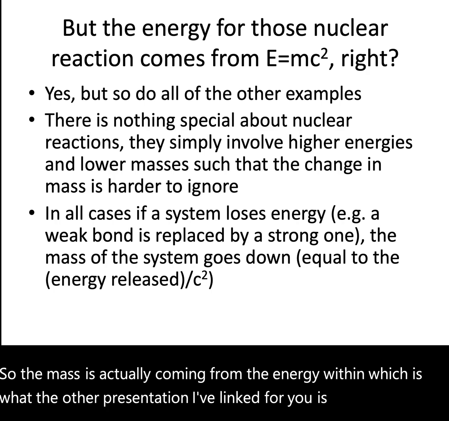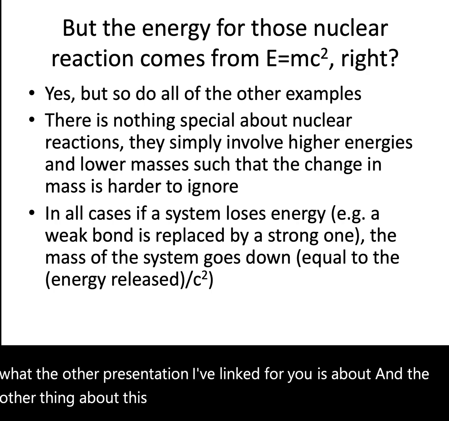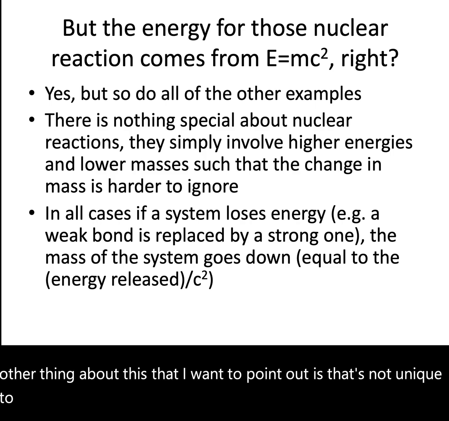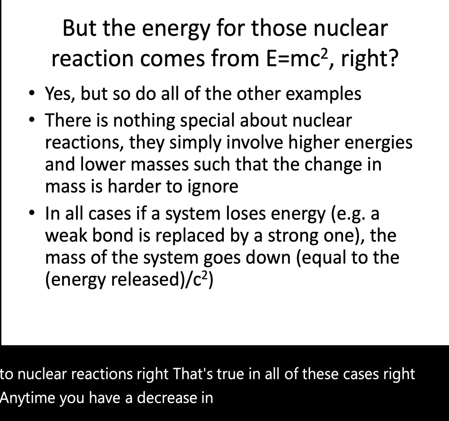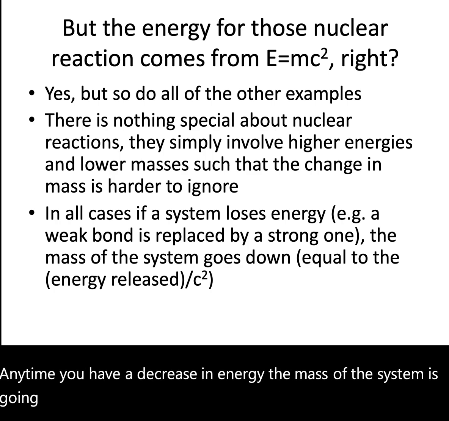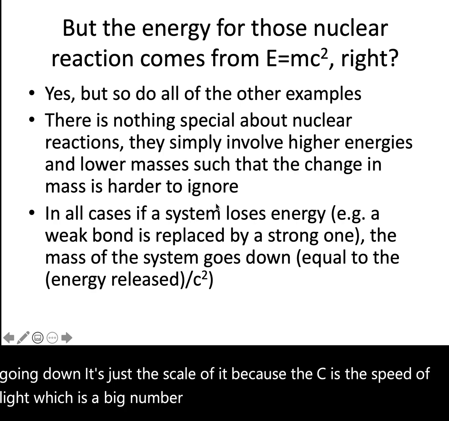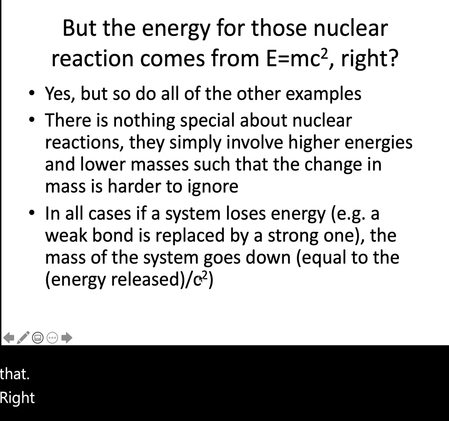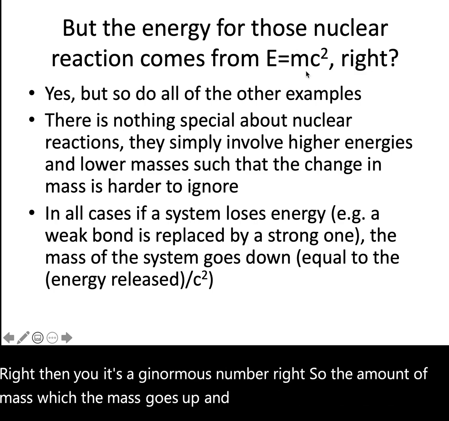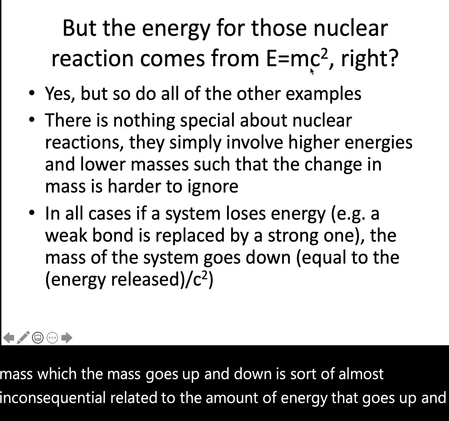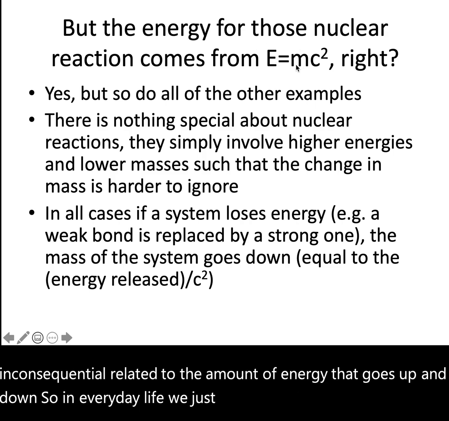And the other thing about this that I want to point out is that's not unique to nuclear reactions, right? That's true in all of these cases, right? Anytime you have a decrease in energy, the mass of the system is going down. It's just the scale of it, because the c is the speed of light, which is a big number, and when you square that, right, then it's a ginormous number, right? So the amount of mass by which the mass goes up and down is almost inconsequential relative to the amount of energy that goes up and down. So in everyday life, we just pretend like the mass is not changing.